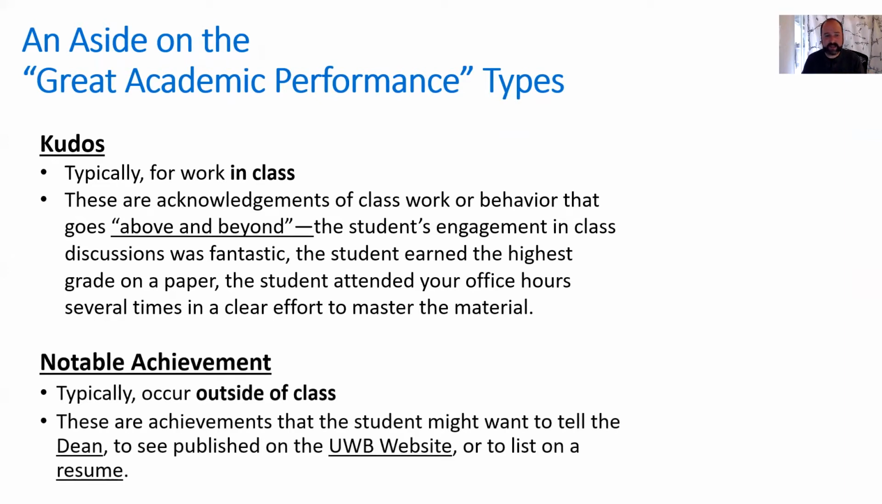Notable achievement is mainly for things that happen outside your class, right? You might help them with it, like help them with the application for some grant or scholarship. But these are achievements that the student might want to tell the dean, or you might see them published on the UW-Bothell website, or they might be listed on a student's resume, right?